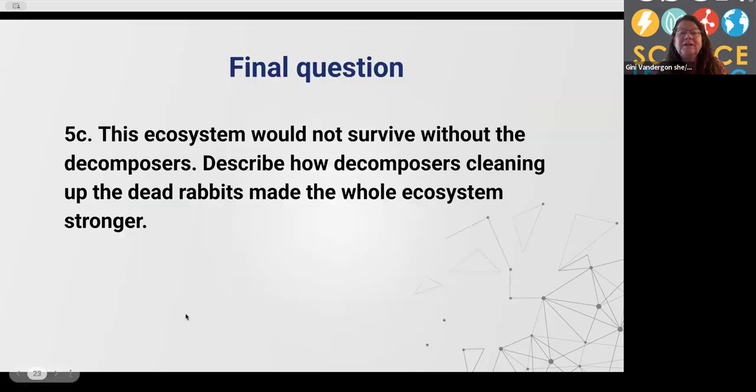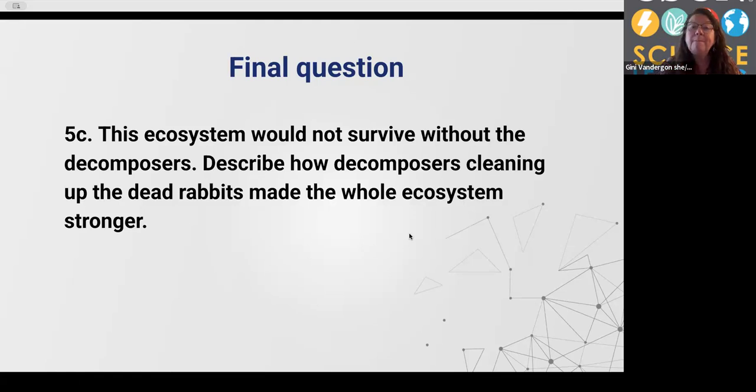The final question that's asked is, this ecosystem would not survive without the decomposers. So how did the decomposers clean up the rabbits? How do decomposers work in a whole ecosystem? And why are they so important in an ecosystem? This is something students can draw on their own knowledge about decomposers, even if they've never thought about decomposers decomposing a whole bunch of rabbits, because now they've been introduced to that.